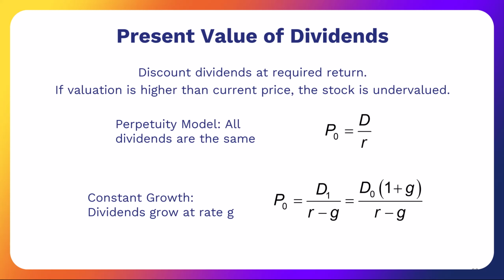So our formula boils down to two versions. Really, we only need one version. The perpetuity model assumes that the growth rate of dividends is zero, so we really don't need this perpetuity model. But the constant growth model simplifies valuation into three things. What is the current dividend, D sub 0? We know what this is.